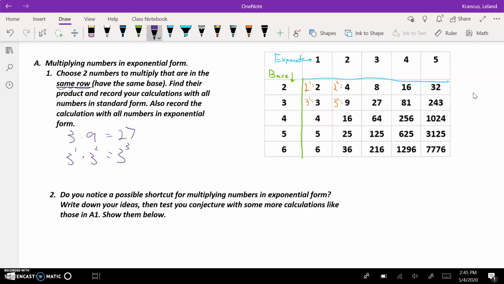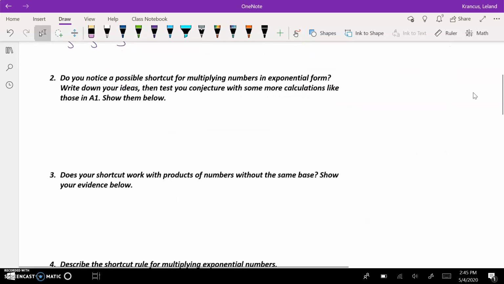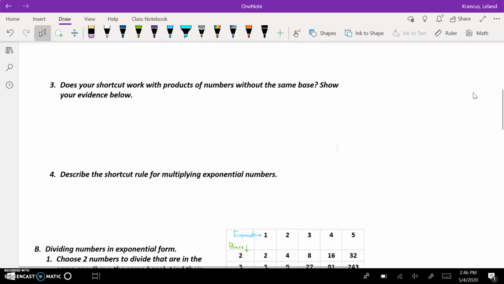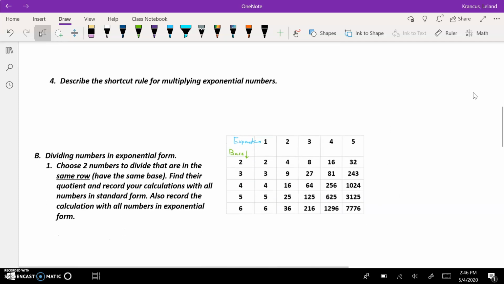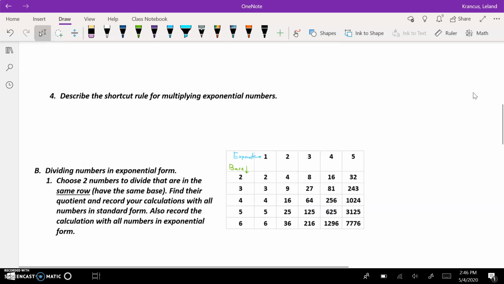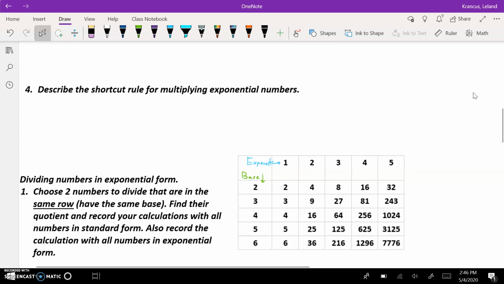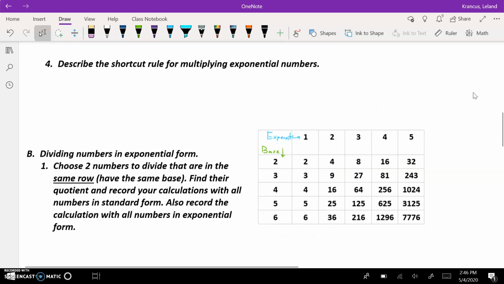See what the connection seems to be between the input exponents and the product exponent. Write down your ideas to see if you notice any shortcuts. Try it with a few more numbers. Try it with some numbers that don't have the same base, so that aren't necessarily in the same row. But I'm going to cut to the chase and talk about the shortcut rule that hopefully you noticed as you were tinkering with those numbers.